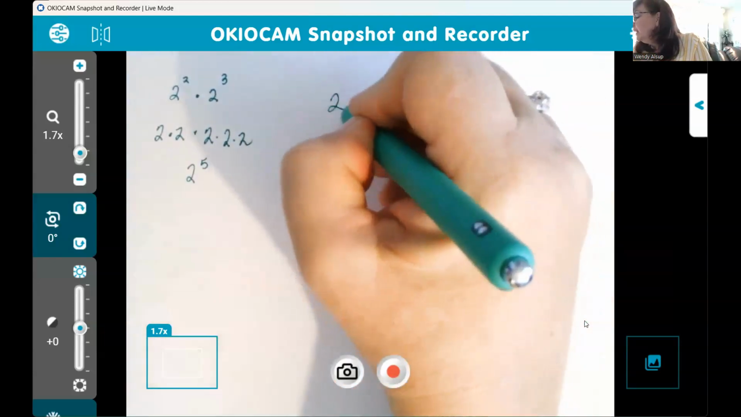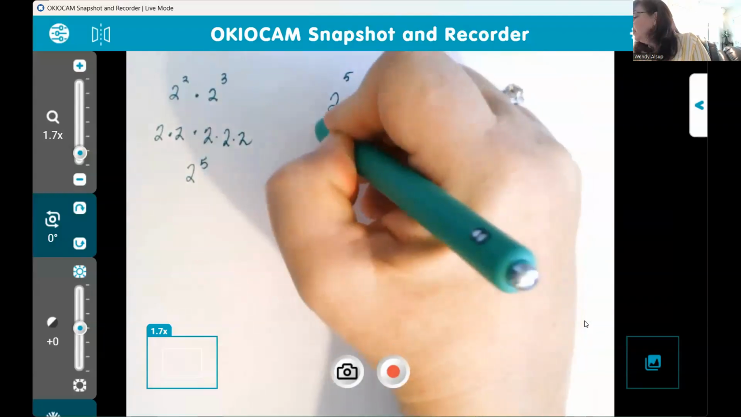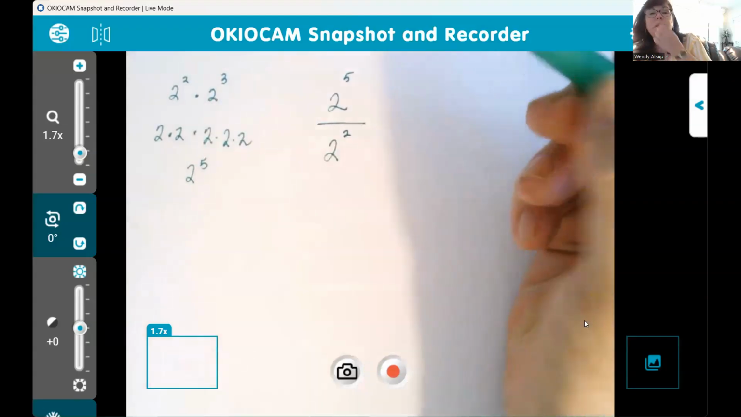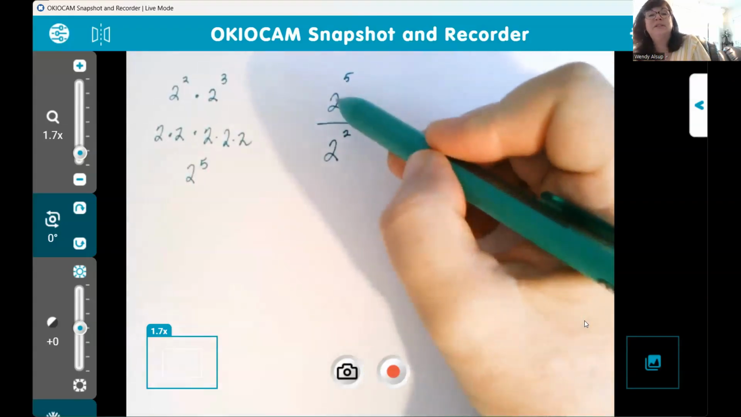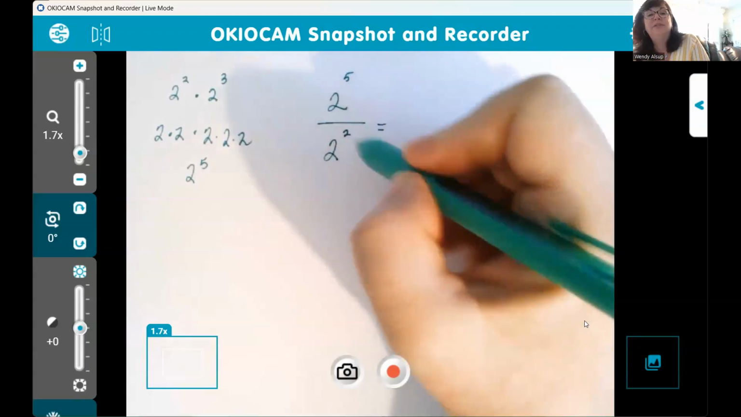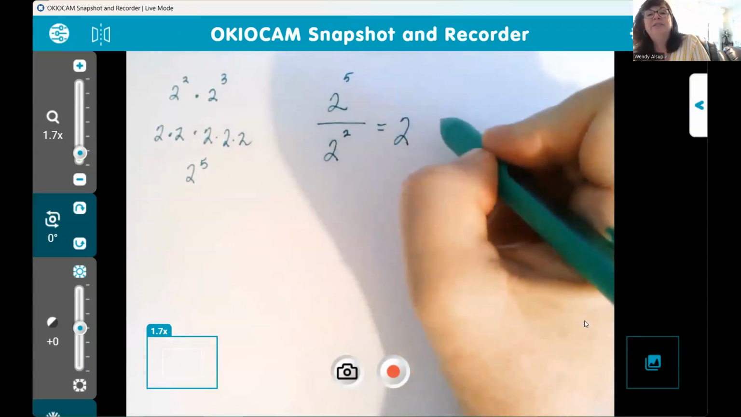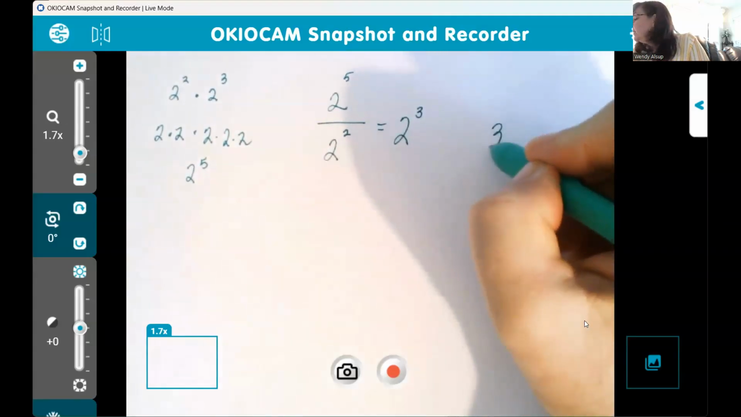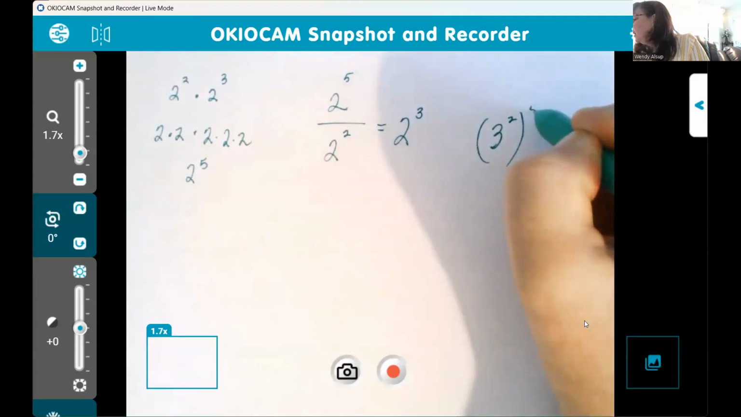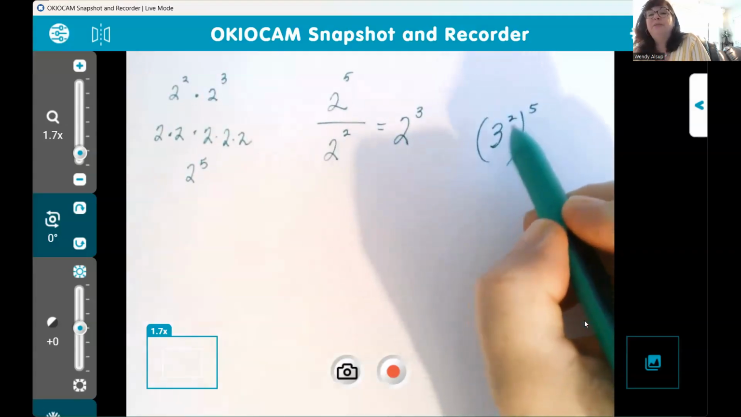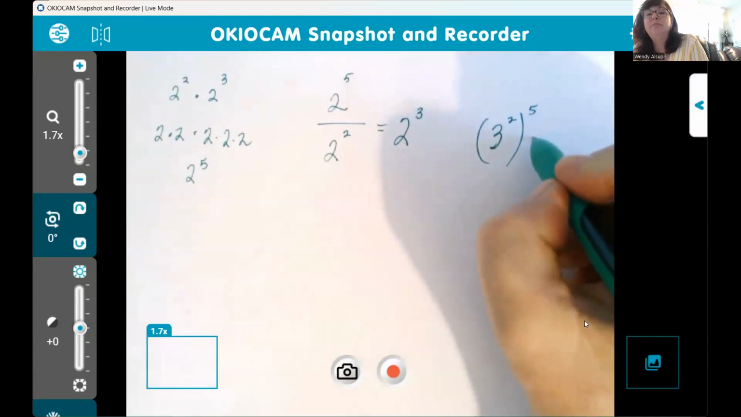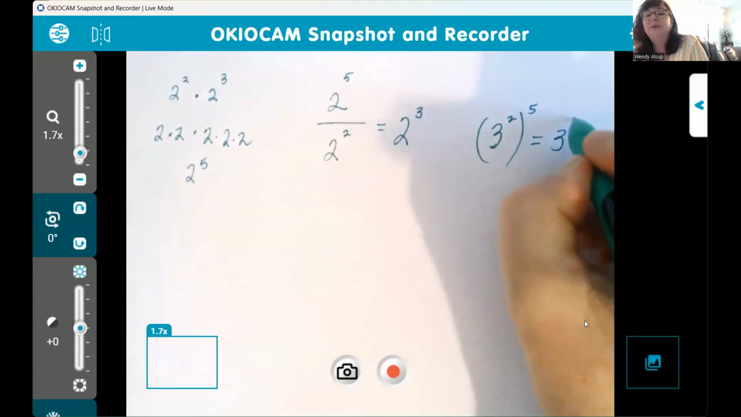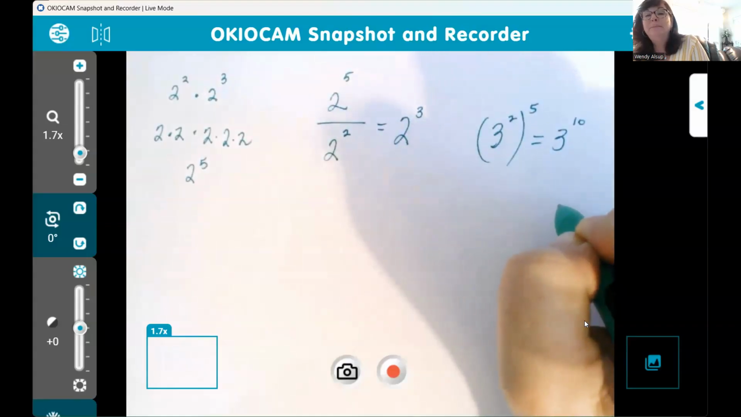If you are dividing these guys, let's say 2 to the fifth divided by 2 to the second, then you are going to subtract the exponents. Now this only works if you have the same base. So this is 2 to the 5 minus 2, which is 2 to the third. Okay. If you raise an exponent to another exponent, okay, this is 3 to the second raised to the fifth, you multiply. This is 3 to the 2 times 5. This is 3 to the 10th power, okay?